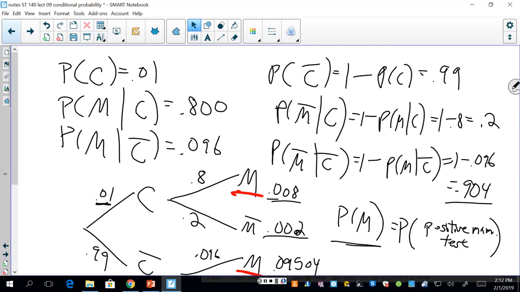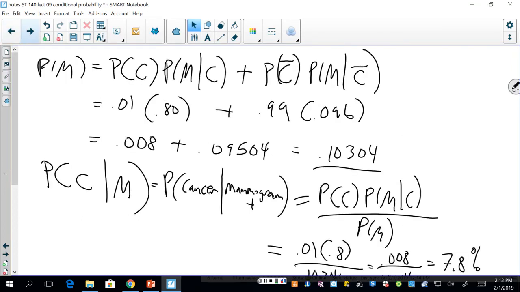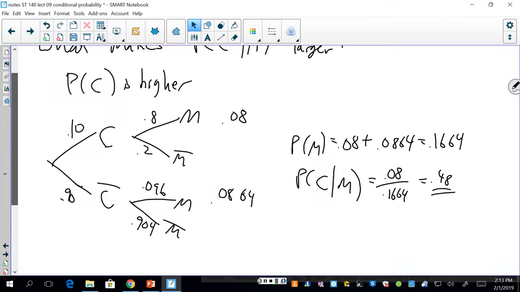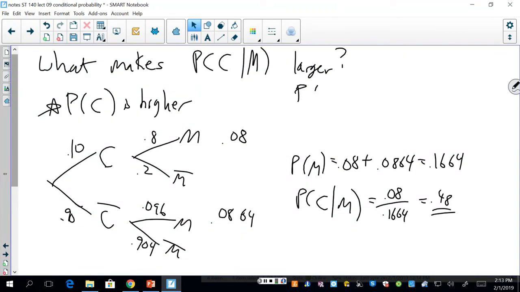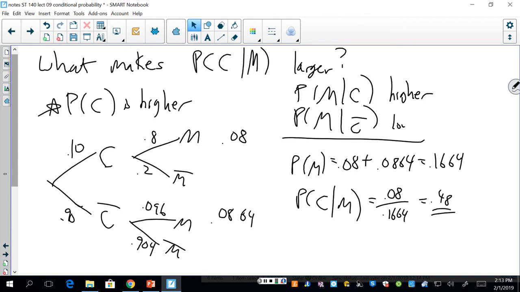Any questions about that? One more question on this. So this would be it. Also, the probability of a positive mammogram, if that were higher, and the probability of a positive mammogram given that you don't have cancer, if that were lower, that would make the test better.